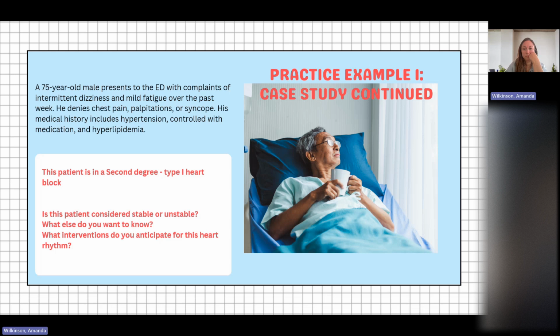What do you guys think? Stable? Stable. Yes, I would agree. We would still monitor closely because a second degree type 1 can progress. Yes, exactly. It needs ECG and monitoring. What else do you want to know about this patient?